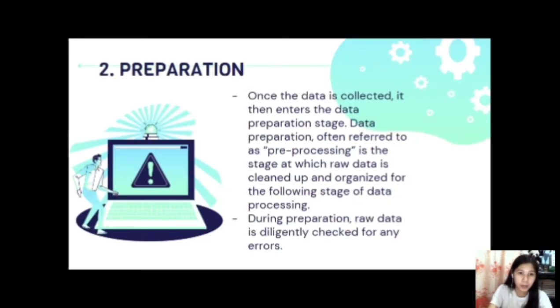Next is the preparation. So once the data is collected, it then enters the data preparation stage. The data preparation, often referred to as pre-processing, is the stage at which raw data is cleaned up and organized for the following stage of data processing. So, during preparation, data preparation, as you can see dito sa picture, yung raw data, chine-check siya for errors. So, the purpose of this step is to eliminate bad data like yung mga redundant, incomplete, and incorrect data, and to begin to create high-quality data.